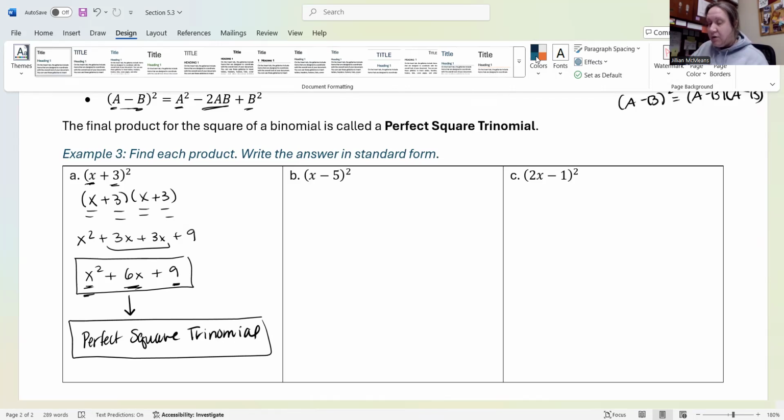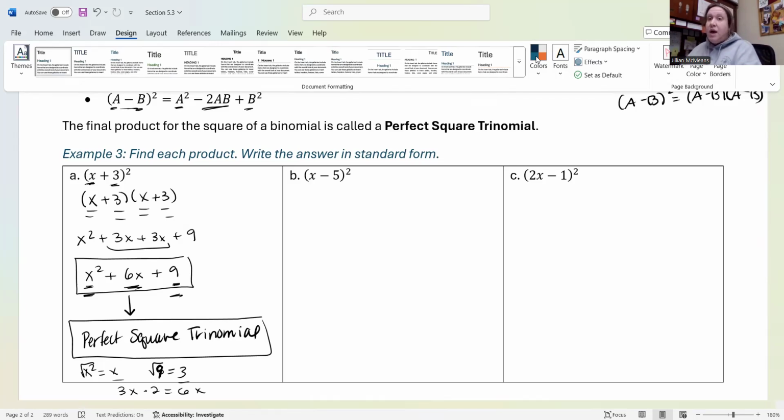If you take the square root of your first term and take the square root of your last term, those first have to be perfect squares. The first and last term have to be perfect squares. But then if you take the product of these two things and then double it, that has to equal the middle term, which it does, okay? So when you multiply a binomial by itself, so you square a binomial, you always end up with this very pretty perfect square trinomial at the end, which is very important later down the road, okay?